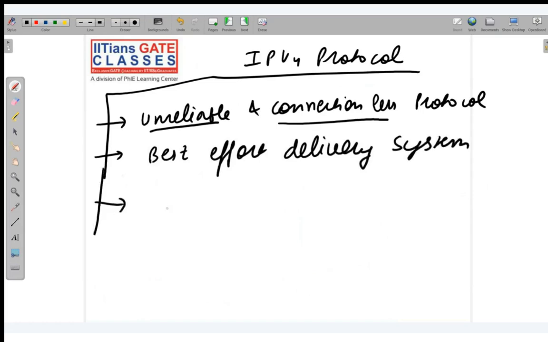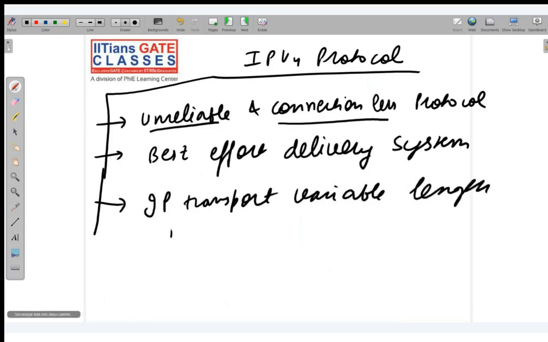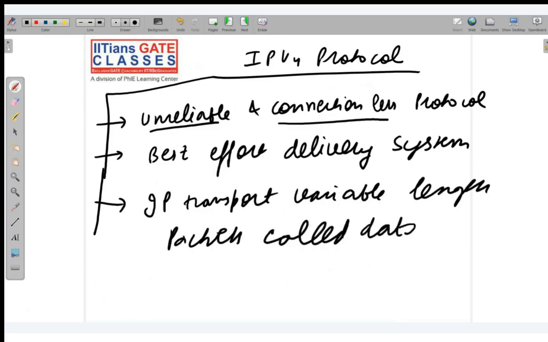Okay. And does IP transport fixed length packets or variable length? It is transporting variable length packets which are known as datagrams. Very, very important point: IP transports variable length packets called datagrams.